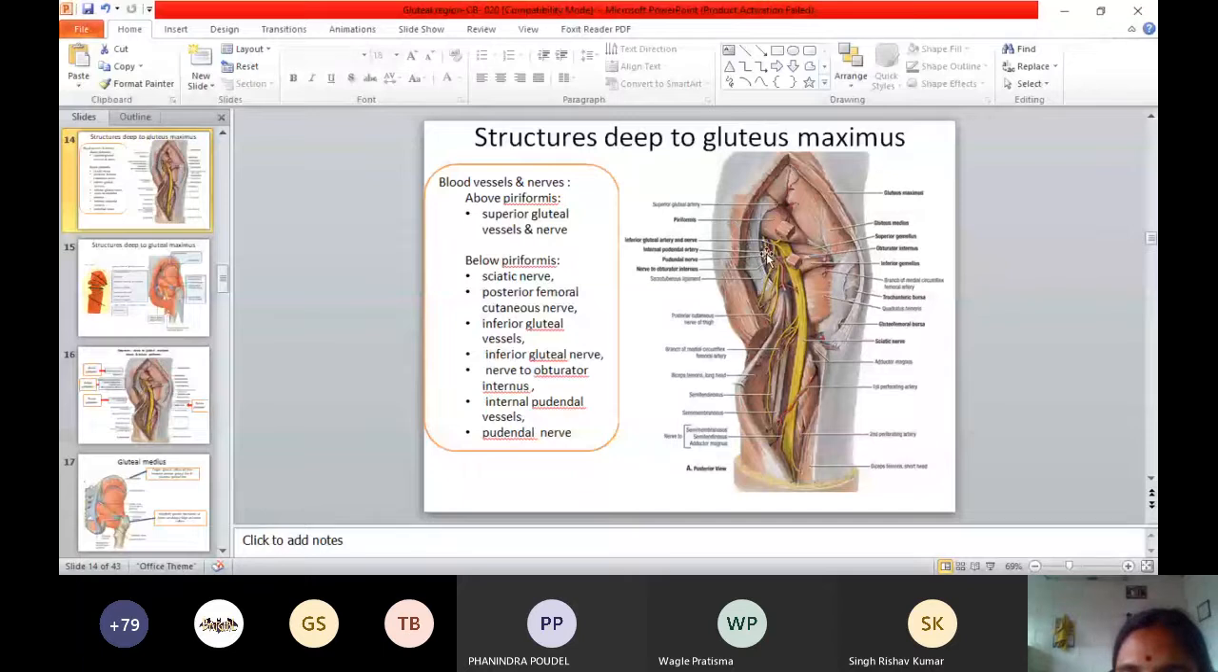Then there are vessels. These are the internal pudendal vessels. Then there is the pudendal nerve. And beside this, there is one artery running downward. This is the inferior gluteal artery. The vein is not shown in this picture.